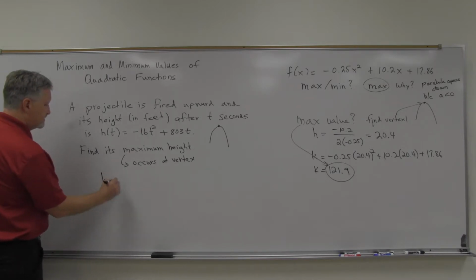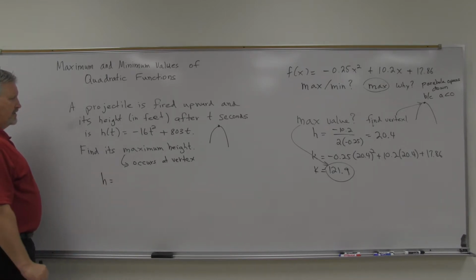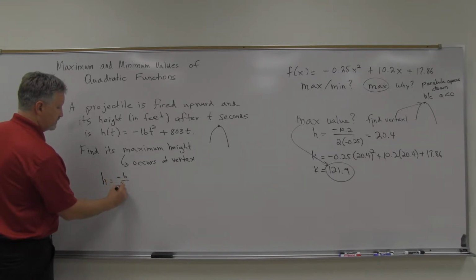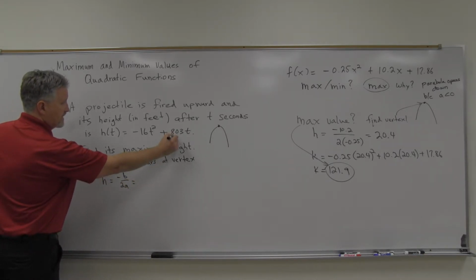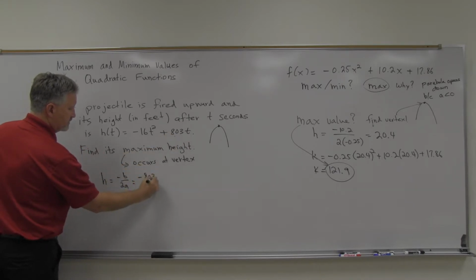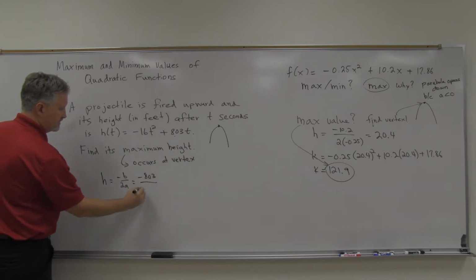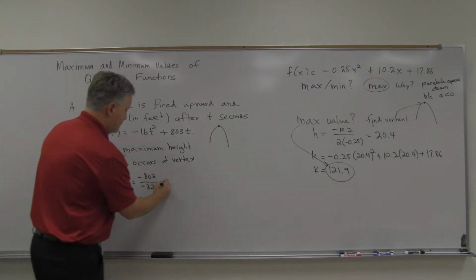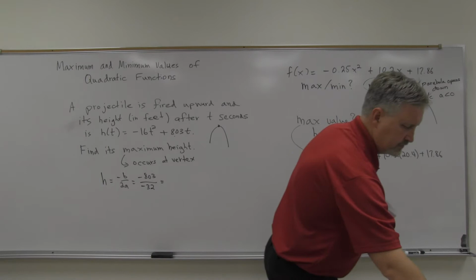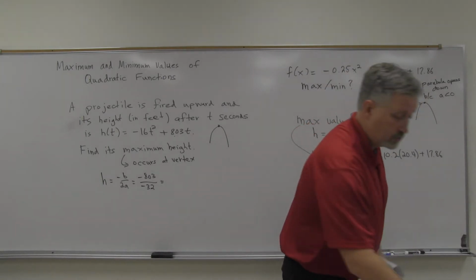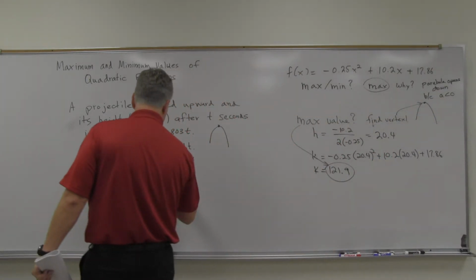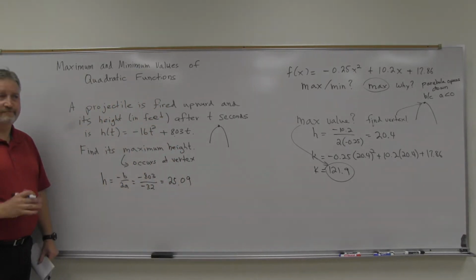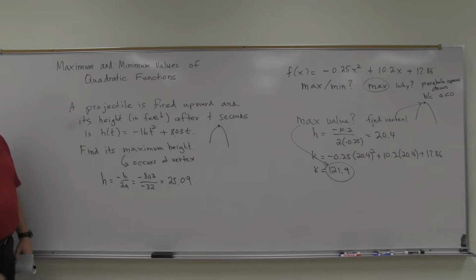The h is negative b over 2a, so in this case, b is 803, so it would be negative 803 divided by 2 times a, so negative 2 times negative 16, negative 32, yes. So it's 803 divided by 32, 25.09, and a few other numbers, but about 25.09, give or take, right?